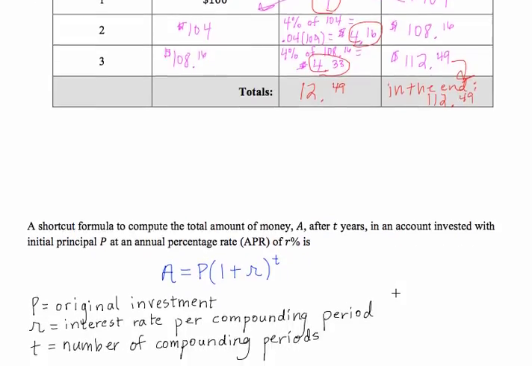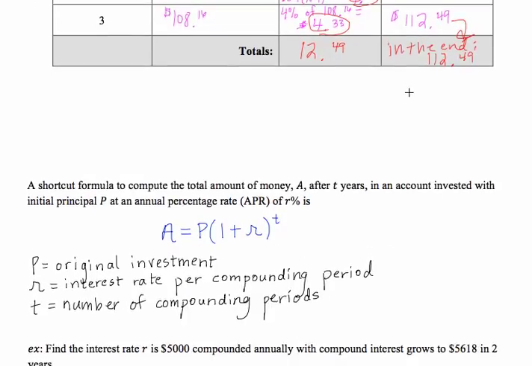This is a shortcut formula that will get you this total amount in the end. It'll give you that 112.49 by just inputting all of the original information into this equation. It's sort of like the I equals PRT, except this one is for compound interest. Okay, this is for compound interest. And the meaning of the variables changes just slightly. P is still the original investment, so that would still be the $100 in this case.